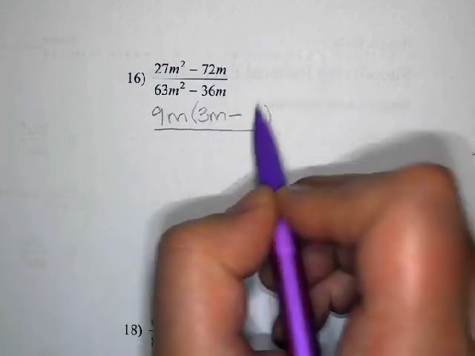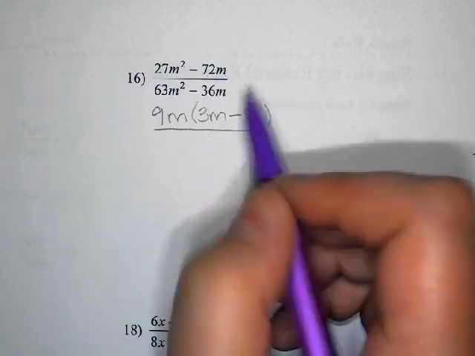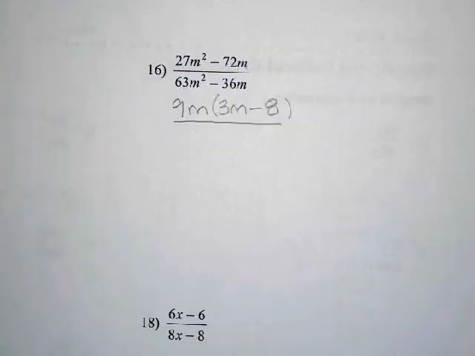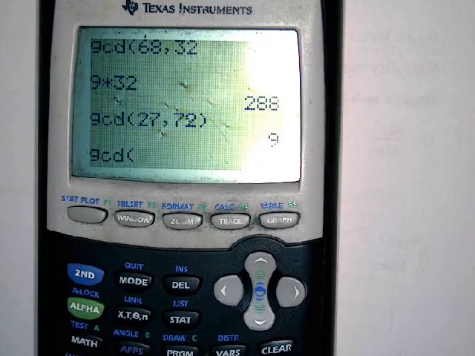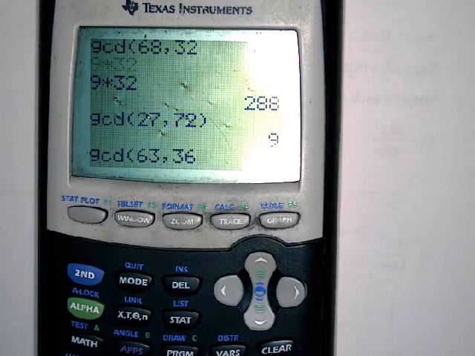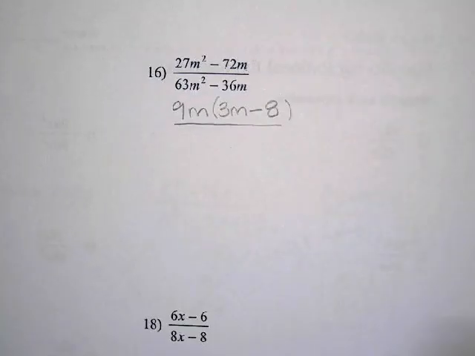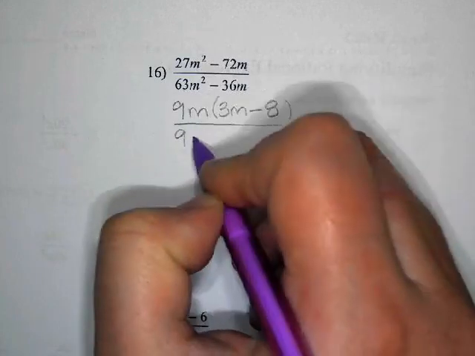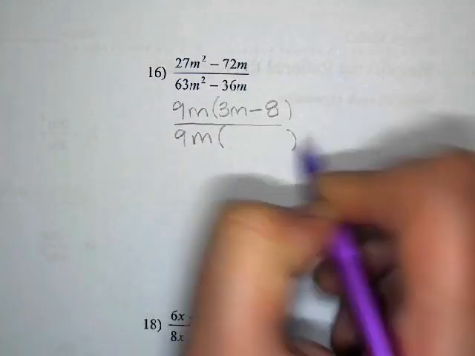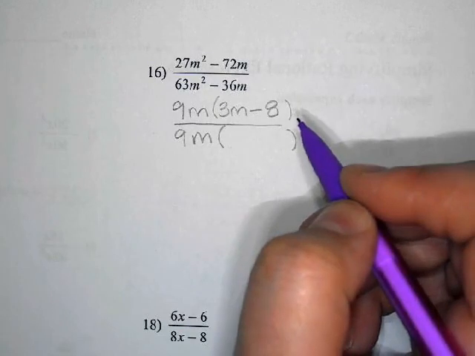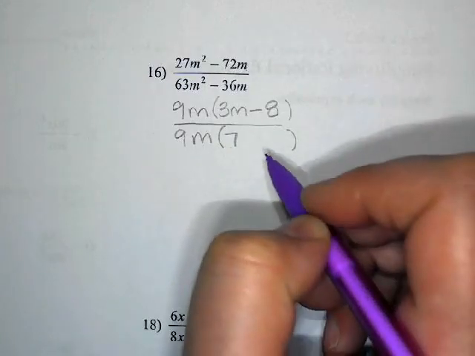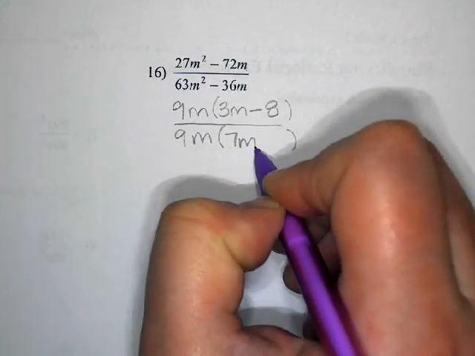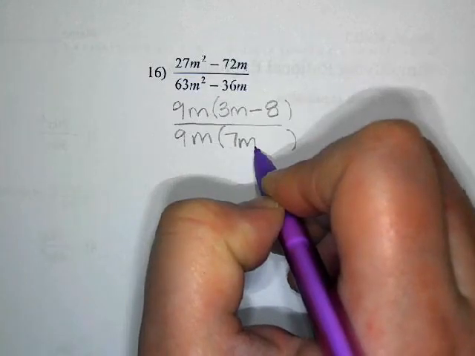What's the GCF between 63 and 36? Ooh, 63, 36. Also 9. Okay. And also an m, right? What is 63 divided by 9? 7. 7m minus 4. 36 divided by 9 is 4.